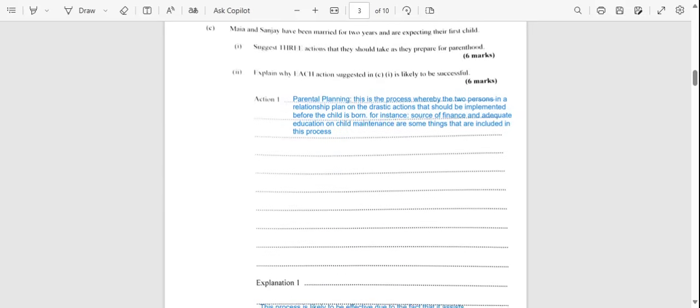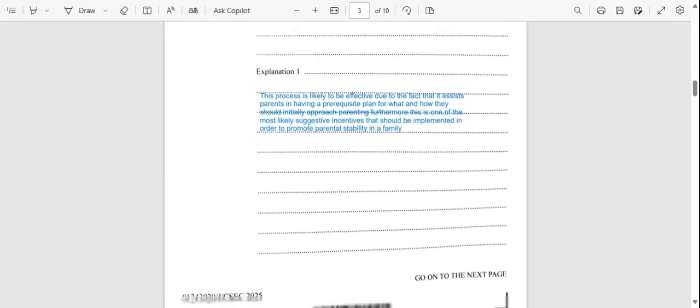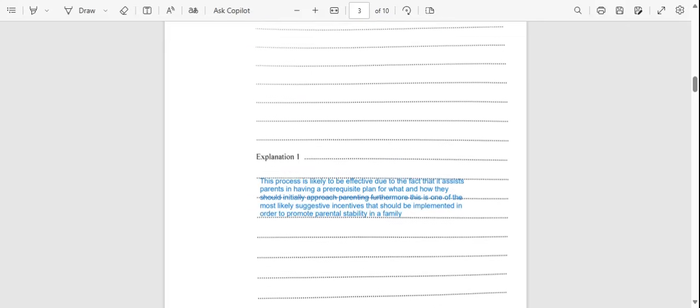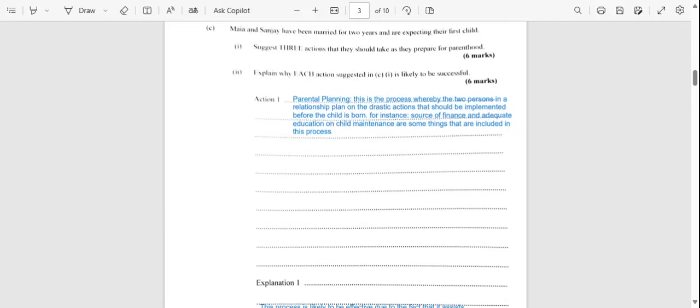So for this one, it says Mara and Sinji have been married for 2 years and are expecting their first child. It says suggest three actions that they should take as they prepare for parenthood, and explain why each action suggested is most likely to be a success. From the space provided, we only have enough room for one action, and one action that could be implemented is parental planning. This is the process whereby the two persons in a relationship plan the actions that should be implemented before the child is born. For instance, source of financing and adequate education on child maintenance are some things included in this process. We need to figure out how much money we need to support this child in whatever needs they have.